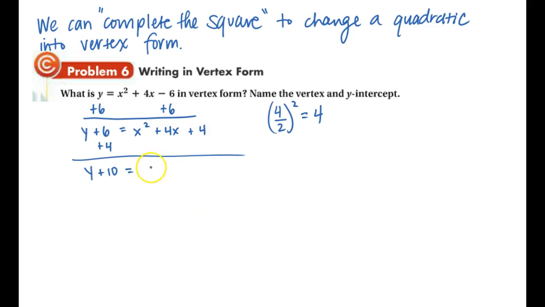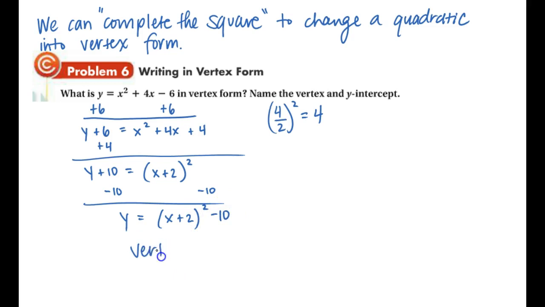And now it's a perfect square trinomial, so we can factor that as the square of a binomial. So that would be x plus 2 squared. From there, we just need to subtract the 10 to make sure that the y is by itself. So we have y equals x plus 2 squared minus 10. So this is in vertex form now.